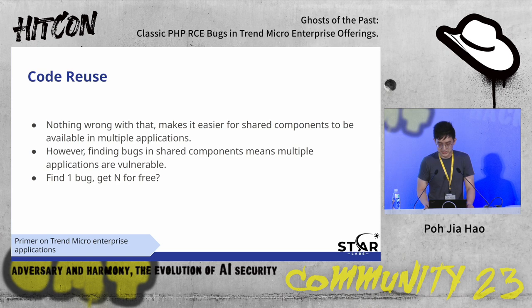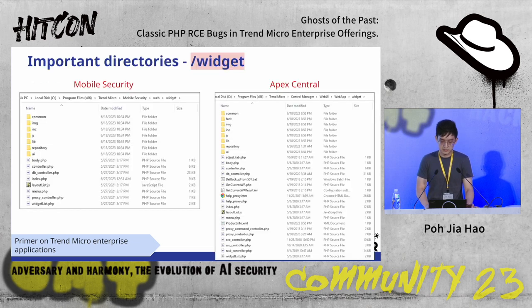So the directories that I'll be talking about next largely refer to the web components of these applications. Inside these apps, there are actually some binaries that also expose some services on various ports, but today we'll not be looking at those. If you look at the installation directory, there's this widget directory, which can be found directly in the webroot of both applications. This is where we start to see overlapping between both applications.